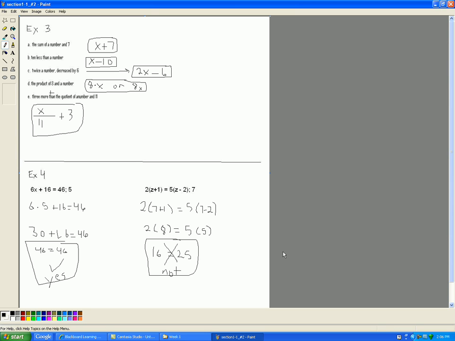So go ahead and go back to the section and work on problems similar to these. And hopefully this will be a good guide for you. Good luck.